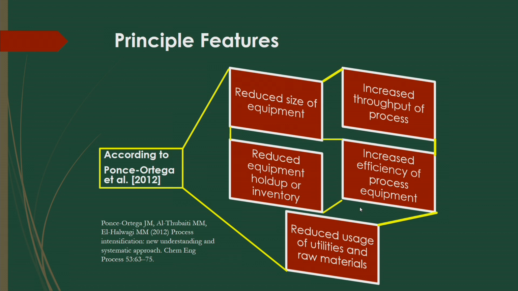Now, according to Pons Ortega et al. 2012, they have suggested some features of process intensification. They told that to intensify the process you have to reduce the size of the equipment, and also reduce the equipment hold up or inventory. That is why you will see that whenever there is a big process, several equipments are used for a particular process. So, for intensification you have to reduce the equipment number or equipment size also.